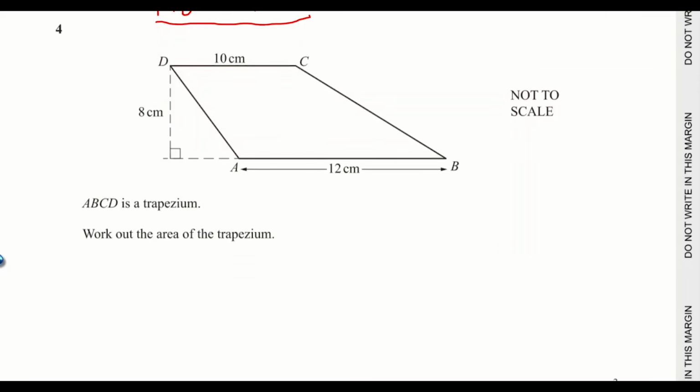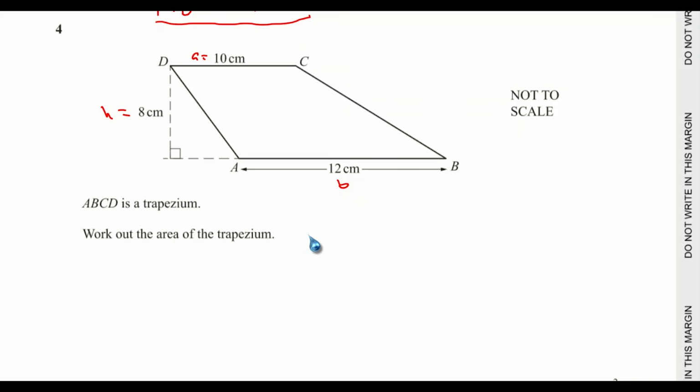Here, ABCD is a trapezium. Work out the area of the trapezium. So we have the two parallel sides to be this. So this is a, which is equal to 10. And this is b, which is 12 centimeters. And this is h, the height, 8 centimeters.